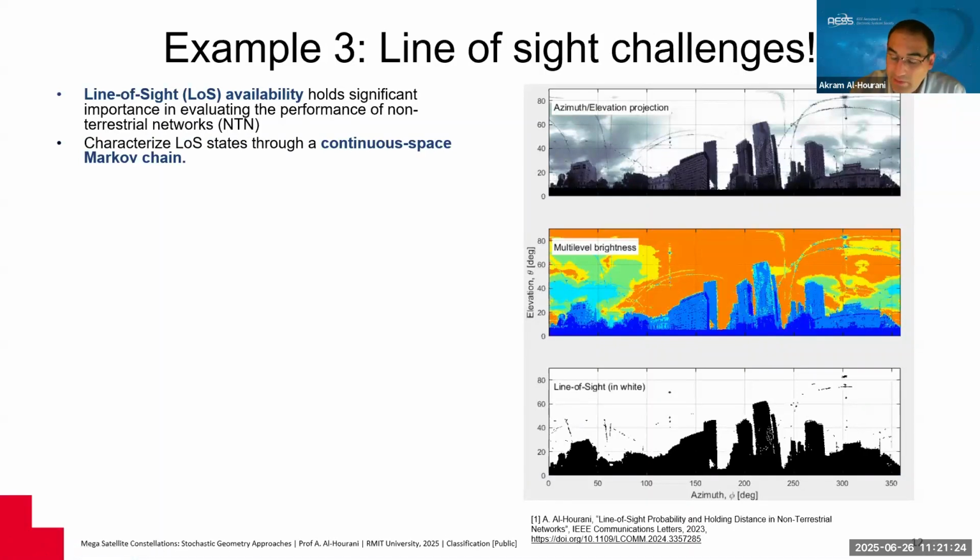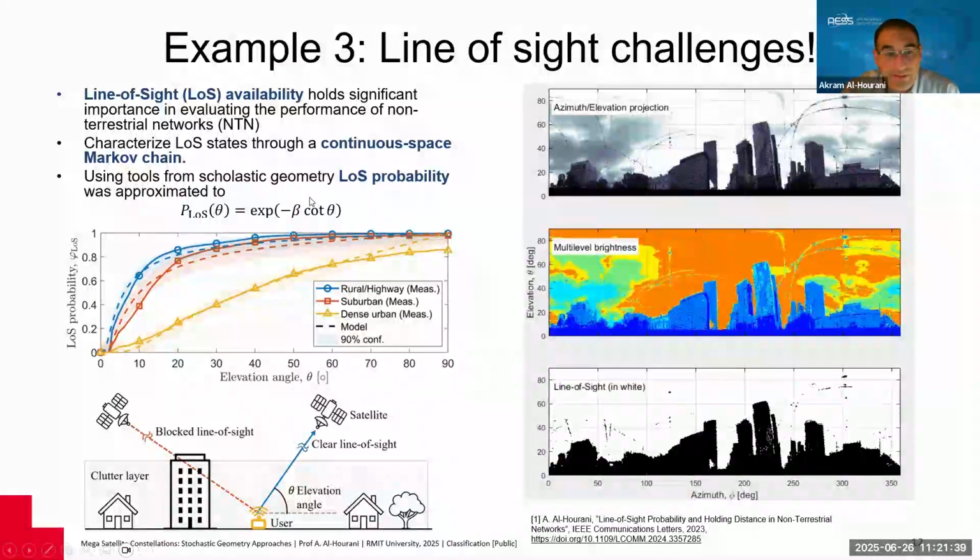One of the observations we found is that the switching between line of sight and non-line of sight for a particular point follows a continuous space Markov chain. Now, that was a very interesting observation: the probability of line of sight depends on the elevation angle. So elevation angle, let's have a look here. Elevation angle is the angle between the satellite and the horizon. So the higher the angle, the more likely you can find a satellite in the line of sight. So let's look at this line, for example, the yellow line. Let's say at an angle of 70 degrees, it's 80.